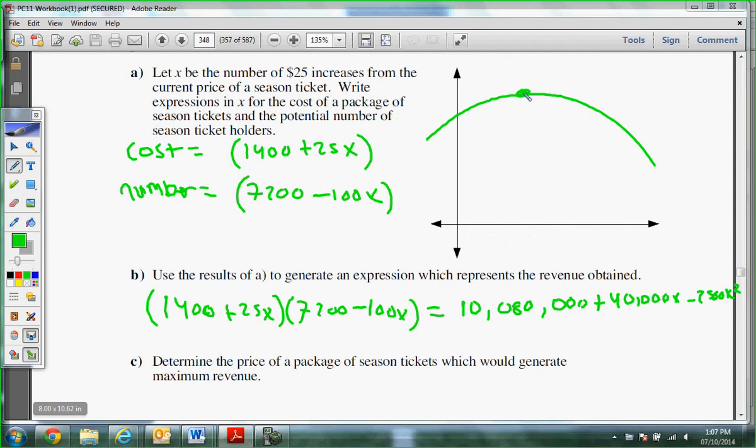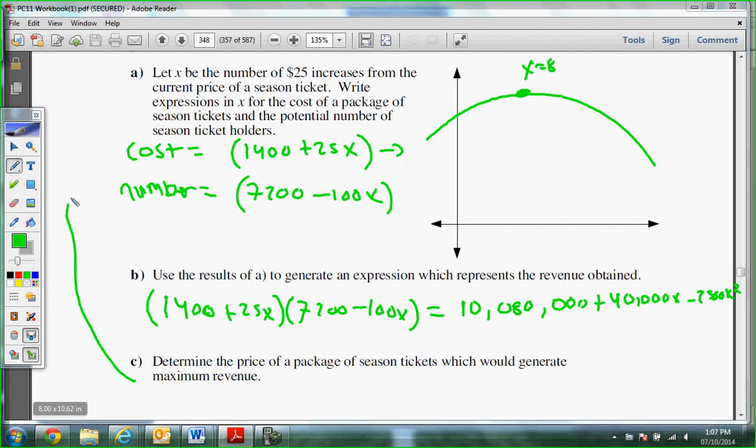You got 8? That's correct. Good. So x equals 8 is the maximum. Okay, what was your y? Right. See, that right there is the maximum revenue, but we don't want the revenue, we want the profit. So we want to figure out the max price. If it's 8, the maximum price they should charge would be $1,400 plus 25 times 8.